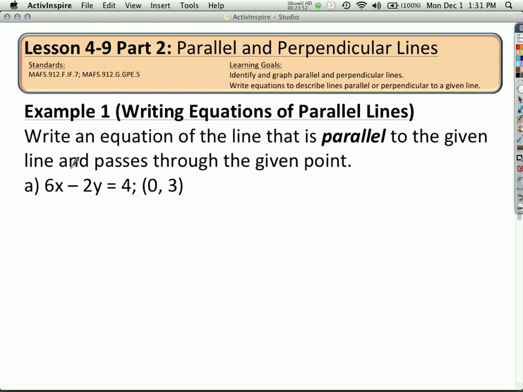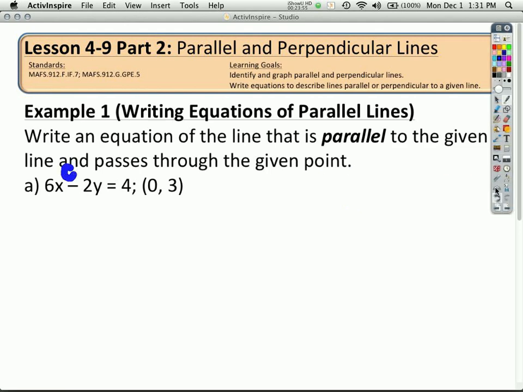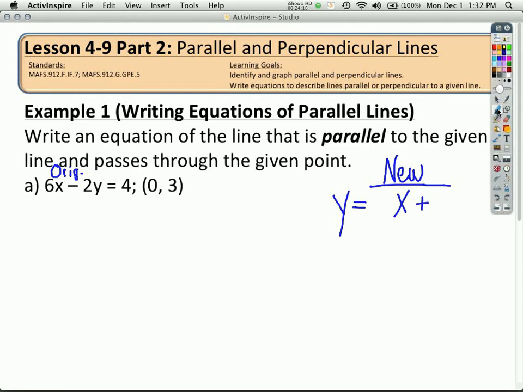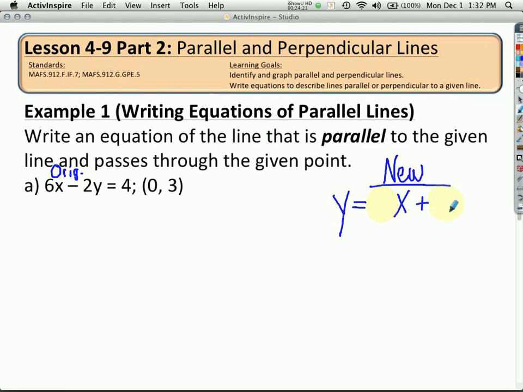This is the original equation. We are going to write a new equation. And the new equation is going to be in slope-intercept form. As Milan said earlier, that is y equals mx plus b. And so we need the m and we need the b. So we have to find those pieces of information and we have to use what's given to us here.